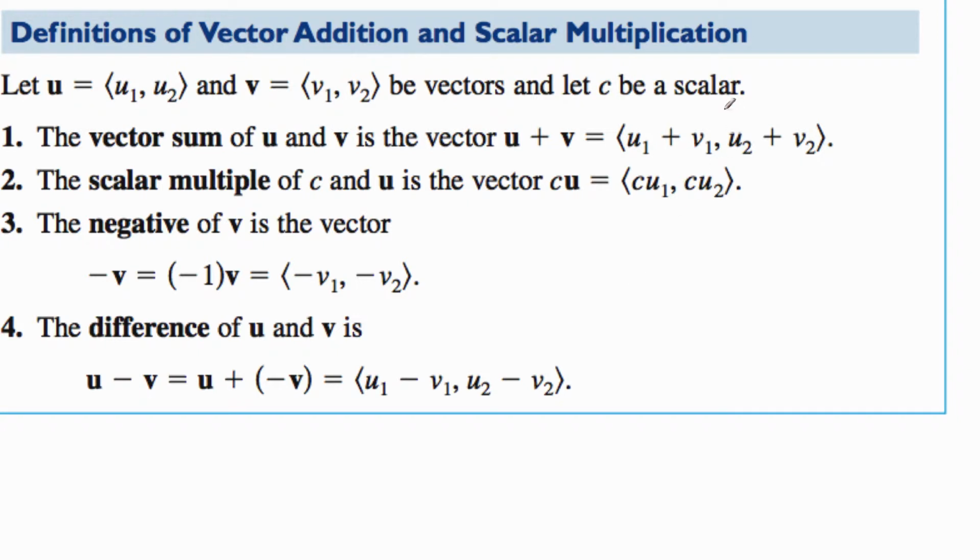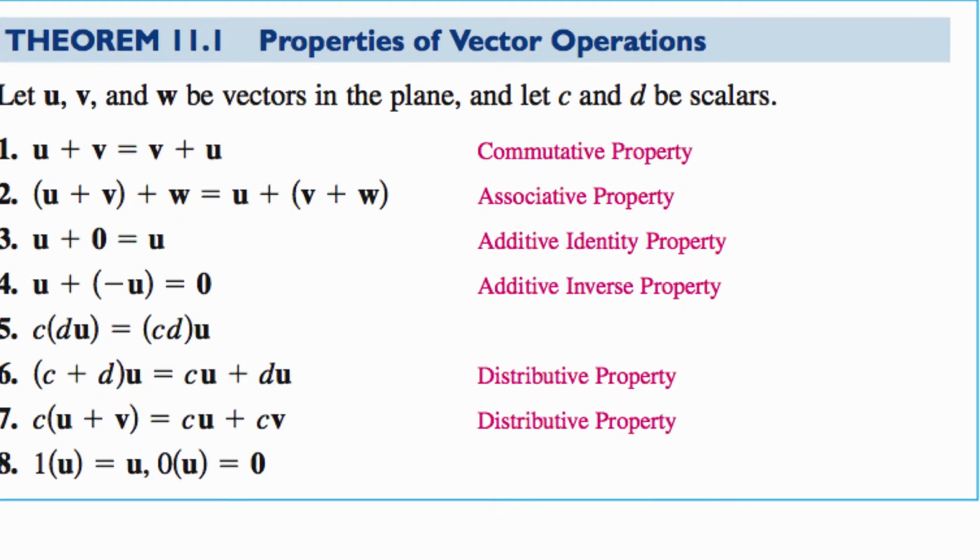Now, here's just a summary of the rules we just went through. And if you look at the properties of vector operations, you can see we have the commutative property, we have the associative property, the additive identity, and the additive inverse properties. It doesn't matter how you group the constants out front. The distributive property works whether you're distributing constants over one vector or a constant over two vectors. And of course, we have the unit and zero vectors there.